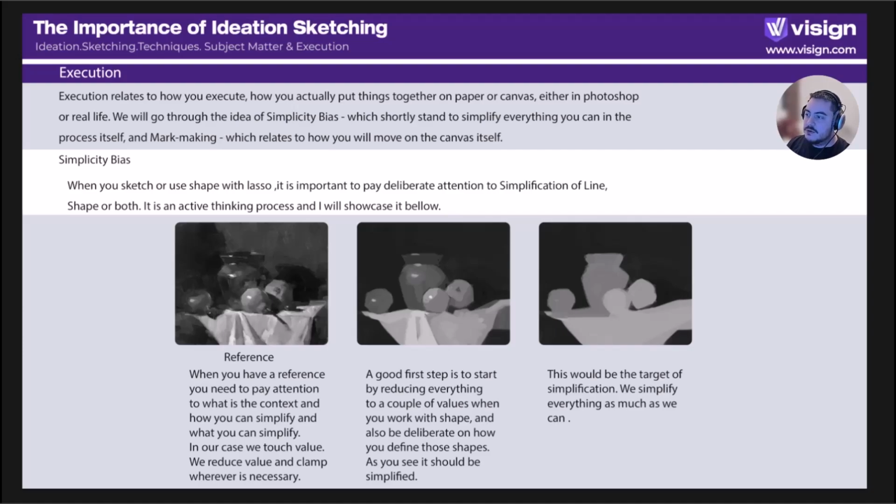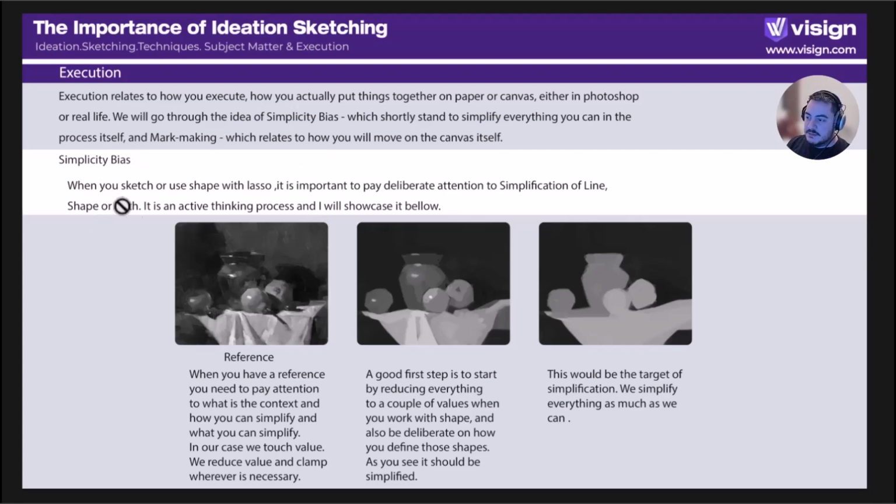Execution relates to how you execute, how you actually put things together on paper or canvas. You either use Photoshop or work in real life. We'll go through the idea of simplicity bias, which shortly stands to simplify everything you can in the process itself. And of course, mark making, which relates to how you will move on the canvas itself through the brush strokes and everything that you actually try to work with. You got things such as brush economy, brush height, brush width, textures attached to the brush, and so on and so forth. But that highly depends on how you actually prefer to work.